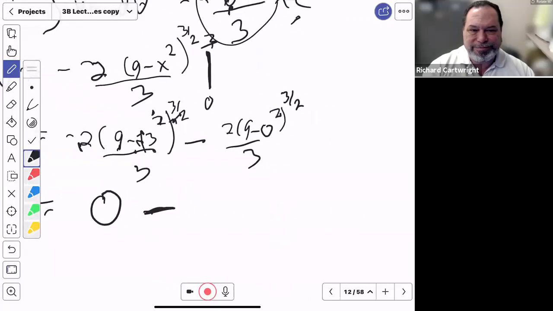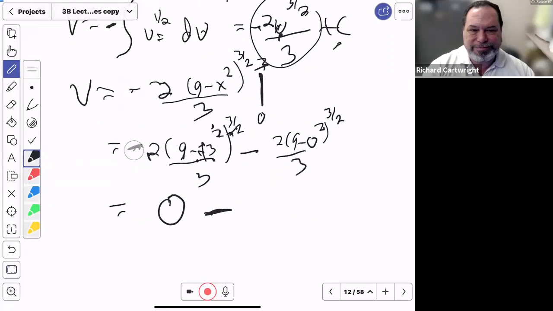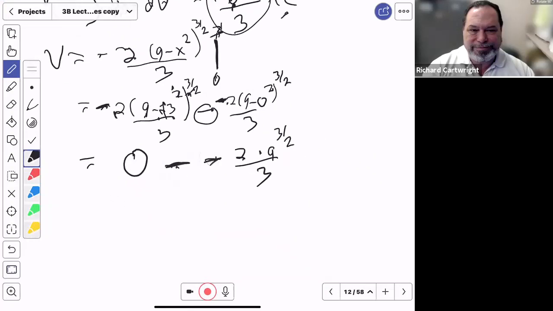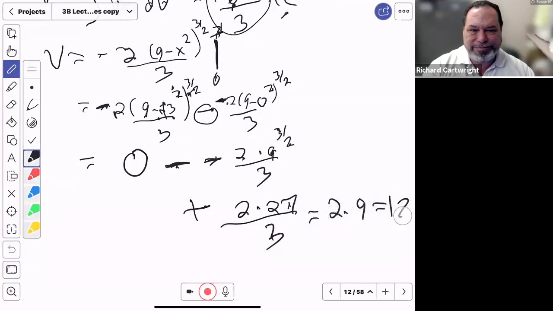Am I missing a negative? Because this was negative, right? So I had a negative out front. I still need a negative out front. There's my minus that separates my two. Okay, minus, minus. What is 9 minus 0 squared? 9. That's just a 9. So it's minus 2 times 9 to the 3/2 over 3. How do I do that in my head? Minus, minus becomes plus. The square root of 9 is 3. 3 cubed is 27. So it's 2 times 27 over 3. 27 over 3 is the same as 9. That's 2 times 9. That equals 18.